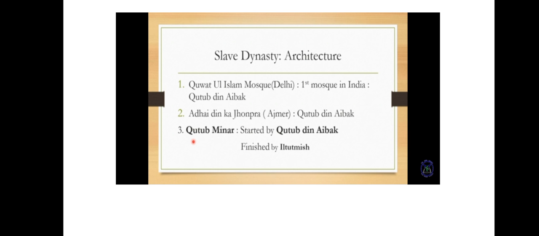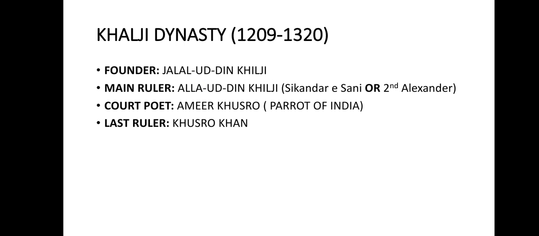The third main work done by Qutbuddin Aibak was Qutb Minar, and as we all know, Qutb Minar is located in Delhi. So that was the architecture of the Slave Dynasty, and let's move towards the Khilji Dynasty.